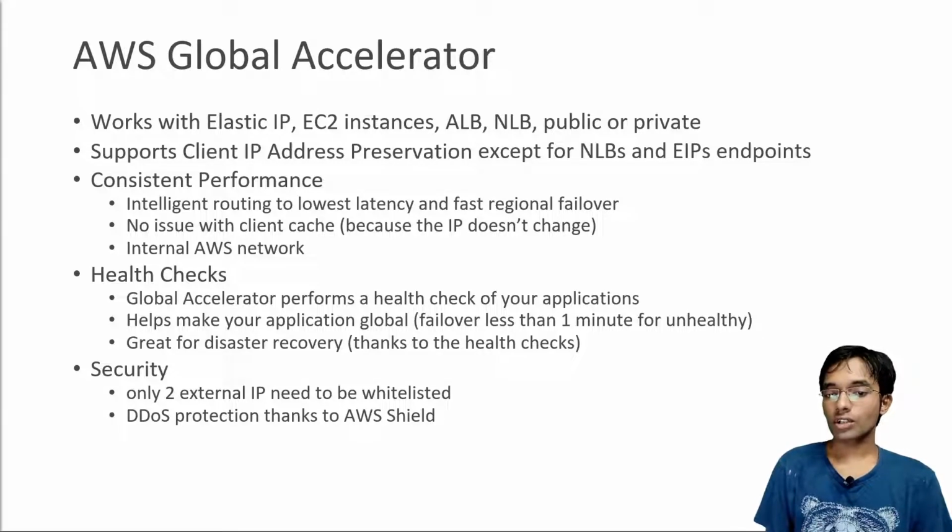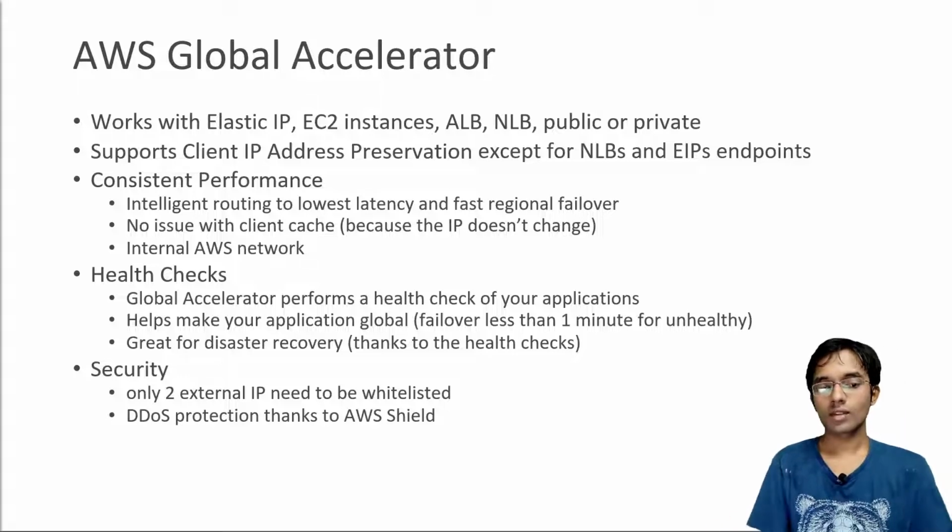You are going to get consistent performance because you are going to get intelligent routing from the low latency, and you are also going to get fast regional failover. You are going to get no issue with client cache because the IP does not change. So your two Anycast IPs are going to be there for the rest of the life cycle of Global Accelerator, and it will leverage the internal AWS network as fast as possible.